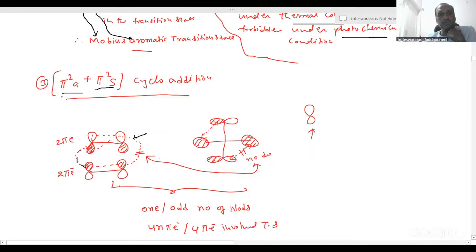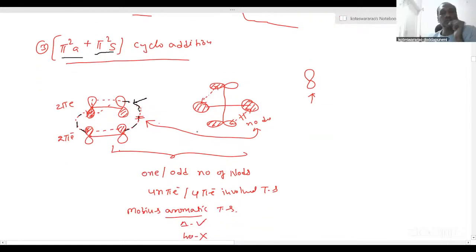In the second interaction, from the first pi system, opposite lobes are involved in the interaction. Therefore, this lobe is participating in the interaction, and it is interacting with the second pi system. With respect to the second pi system, it is supra: both lobes of the second pi system interacting with the other system are on the same side. Therefore the interaction is like this, and it again leads to one node. I have already shown this in the orthogonal approach during the discussion of the stereochemistry of cycloaddition reactions. I think you know that, I have already explained it in the class.